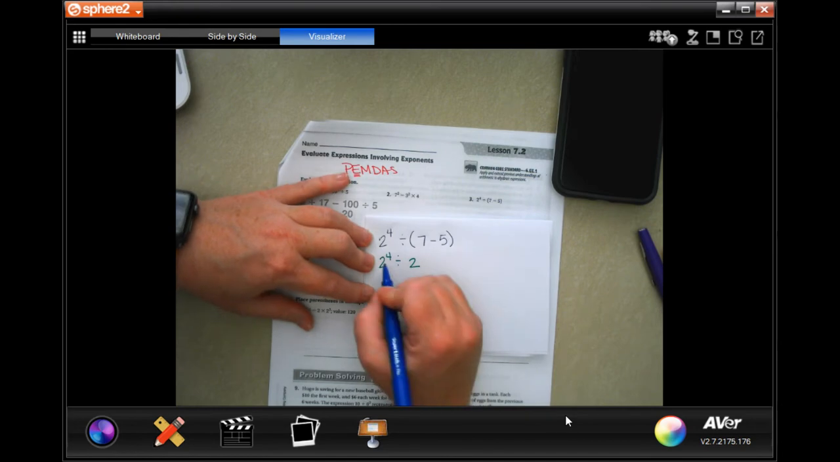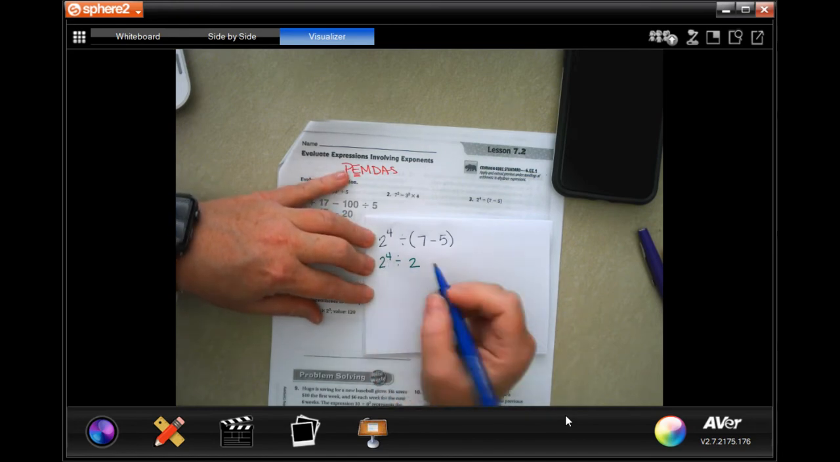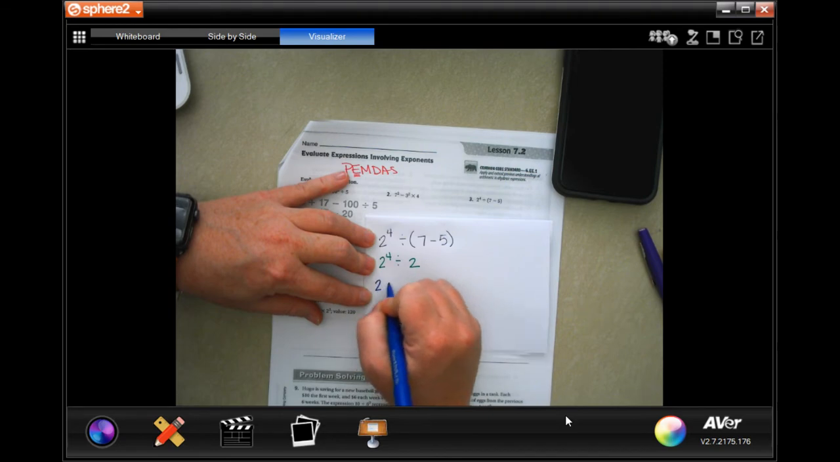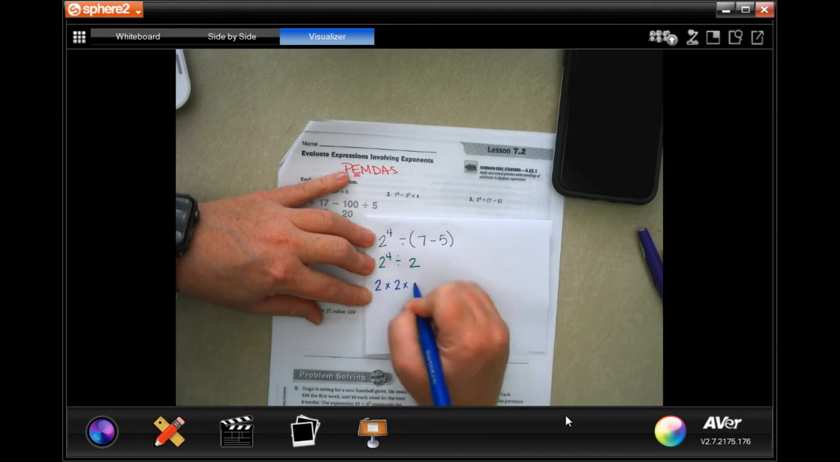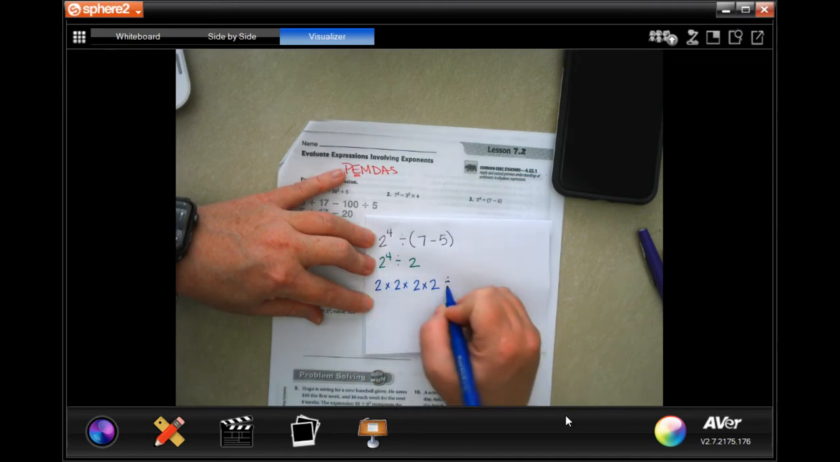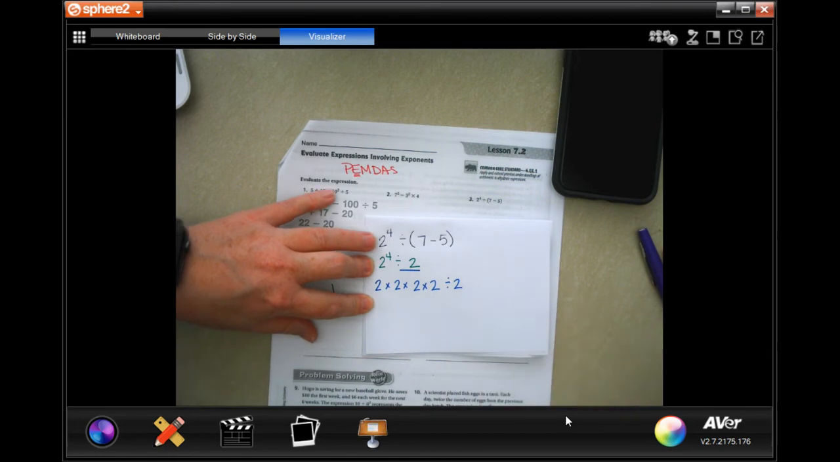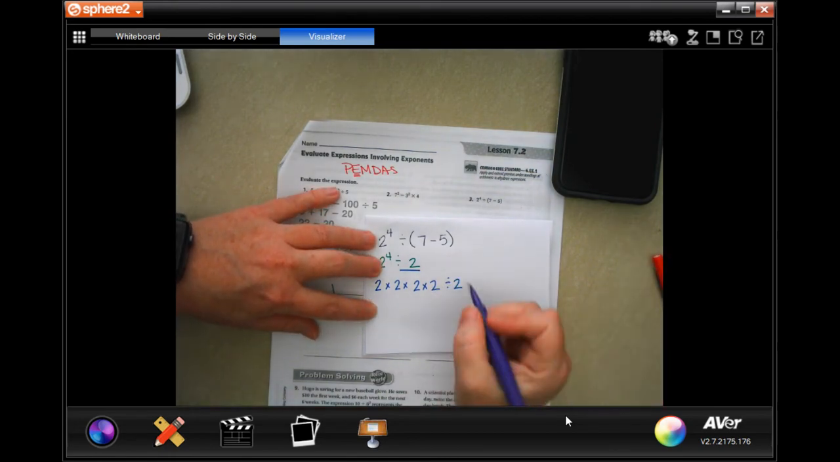Now I need to deal with my exponents. Well, 2 times 2 is 4. Actually, let's go ahead and write this one out, guys. So there's 2 to the 4th. Now I'm going to do that divided by 2. That didn't go anywhere just because the exponent got expanded.